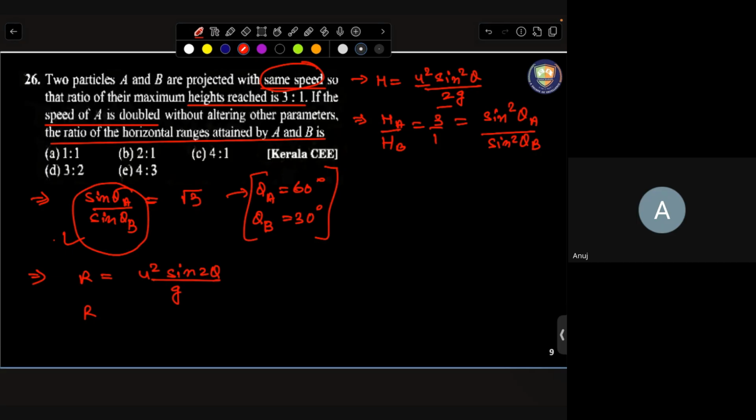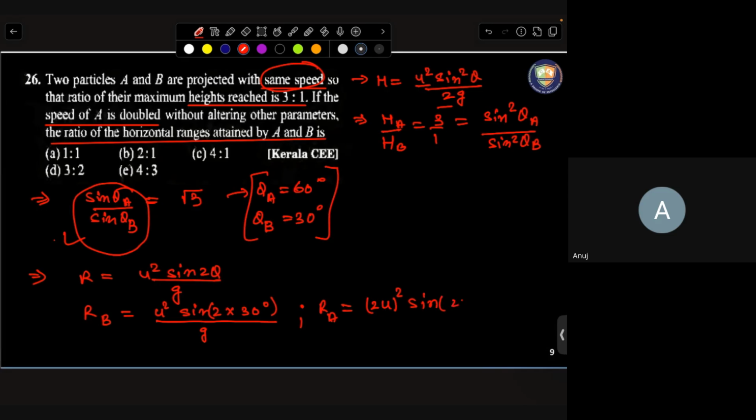Okay, so for RB, let's say that the velocity of B is u only. So u square sine 2 theta, 2 into 30 degrees, correct? Divided by g. At the same instant, what will RA be? Now velocity is doubled, so you have to use 2u whole square. Sine of angle how much? 2 into 60 degrees divided by g. Correct? Let's see what these values come out as.